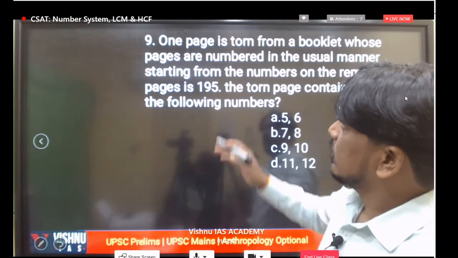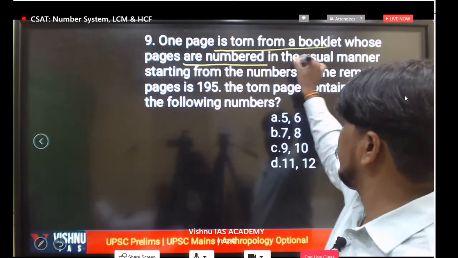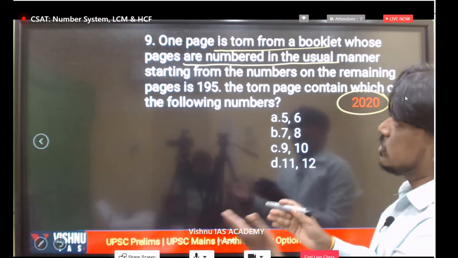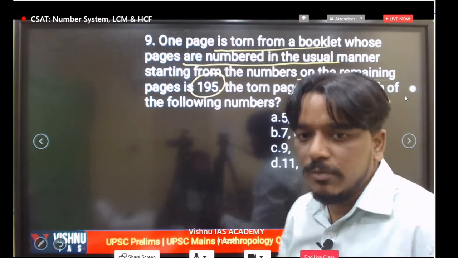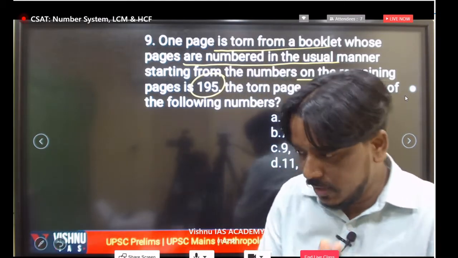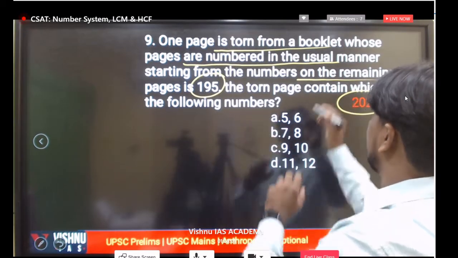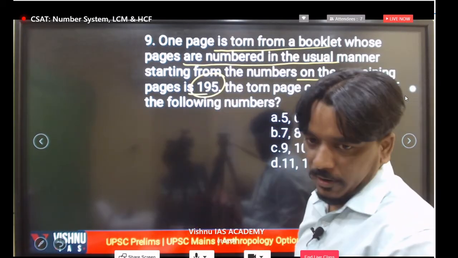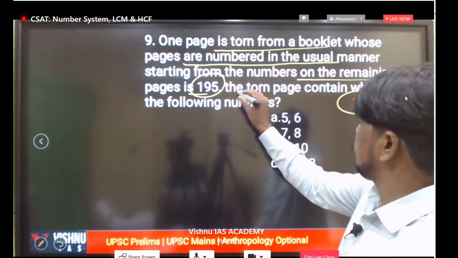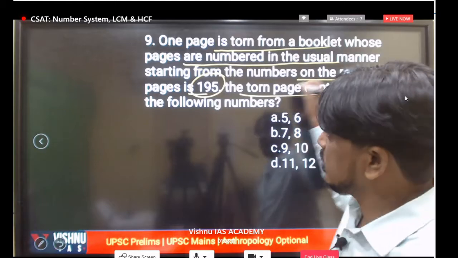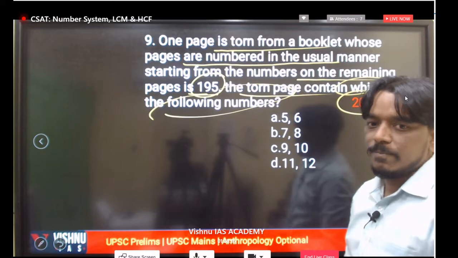Now what we have here: one page is torn from a booklet whose pages are numbered in the usual manner starting from 1, and the sum of the numbers on the remaining pages is 195. So one book is there, in that book we have page numbers in the usual manner from 1 to like that, whatever total we don't know, but the total of the remaining pages is 195. So one page is missing here. We have to find out which of the following numbers the torn page contains. Whatever page is torn, what numbers are on that page, that you have to find out.